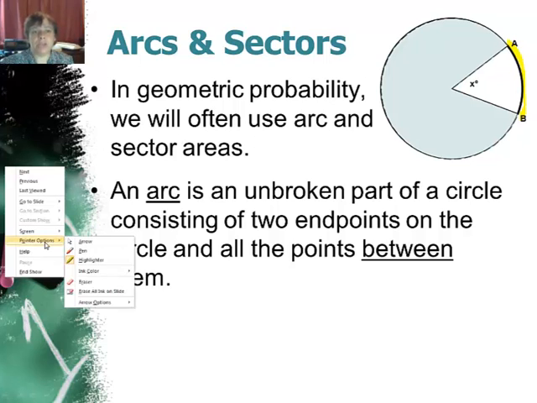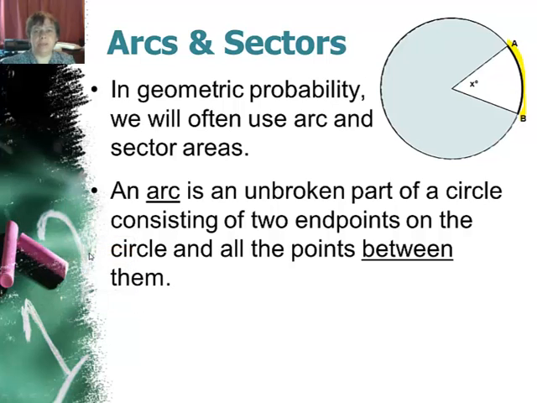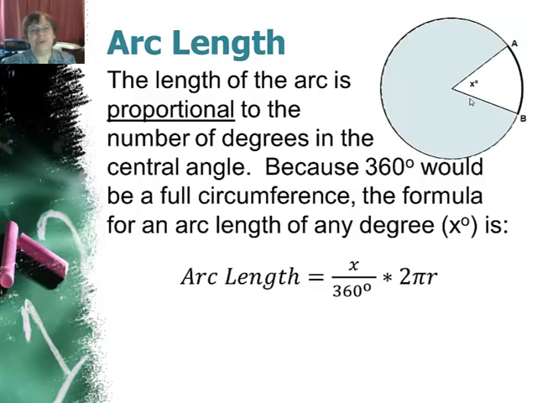Sometimes the notation will be something like this. For this arc right here, you'll write A and B and then put a little arc on top of it. So it's just kind of like a segment, but it's not because it's curved. It's a piece of a, I hate to say a line, because the geometry teacher in me says no. All right, well, the length of the arc is proportional to the number of degrees in the central angle here.